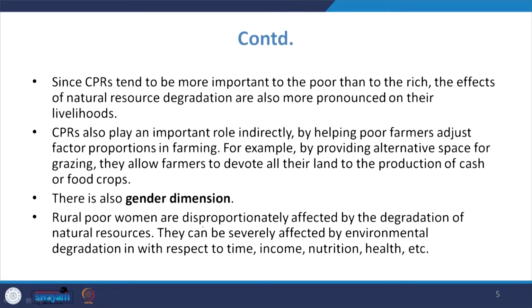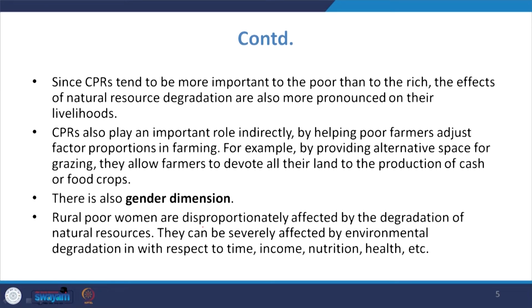Common property resources also play an important role indirectly by helping poor farmers adjust factor proportion in farming. This is also an interesting thing: if there is an improvement in common property resources like grassland, the farmers may use that grassland for cattle grazing, and since their cattle are grazing in the common property resources, they do not need to increase area under fodder, and they can save the land which used to be under fodder, and that land can be used for growing more food or commercial crops.